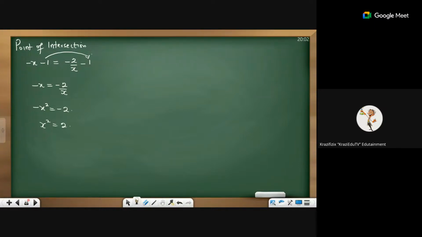What is the value of x? Don't make a mistake. They want to tempt you there. It's plus or minus. If you just say root 2, you lose marks. When we are solving, it is plus or minus. We are done with that question.